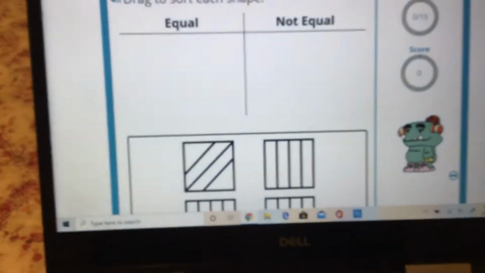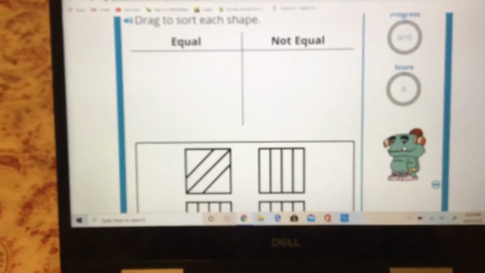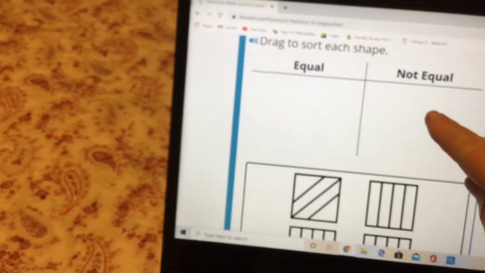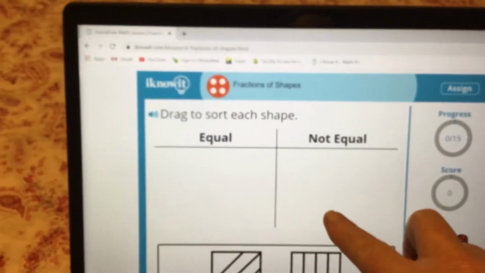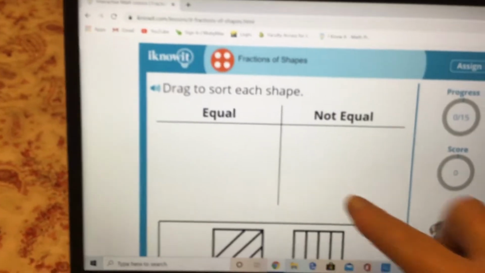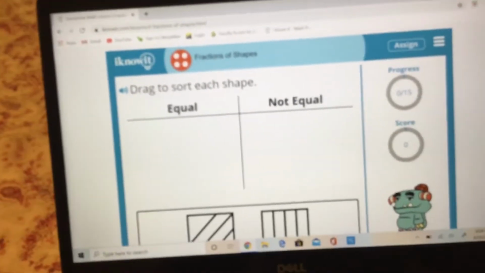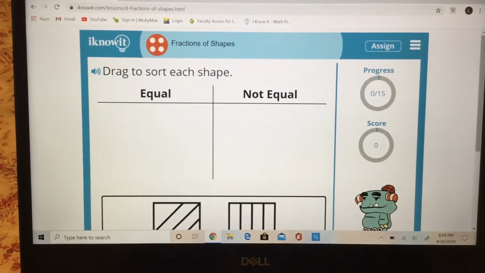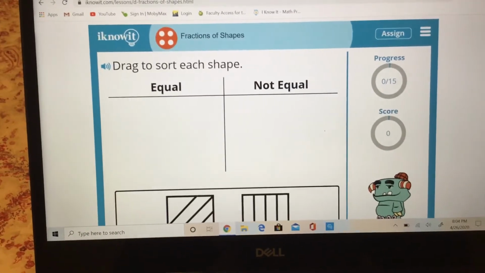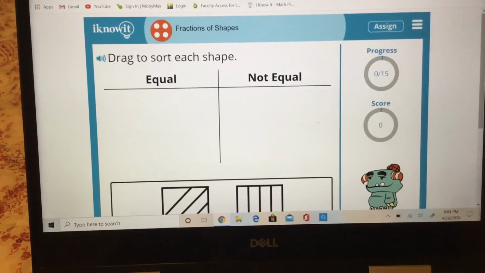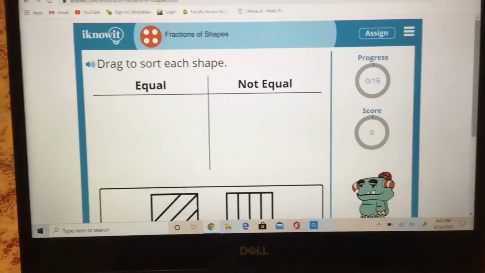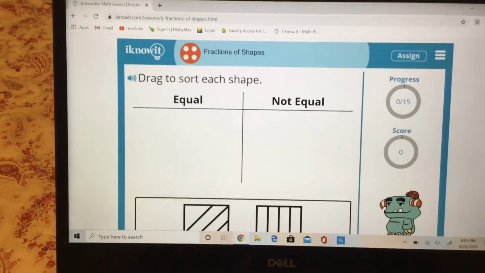This morning I just wanted to do a quick review on equal, not equal, and fractions of shapes. Yes, we've done this before, and we've done it before on I Know It. But the concern is if we recall the dragging of the shapes. I even had problems this weekend when I was doing it and practicing.